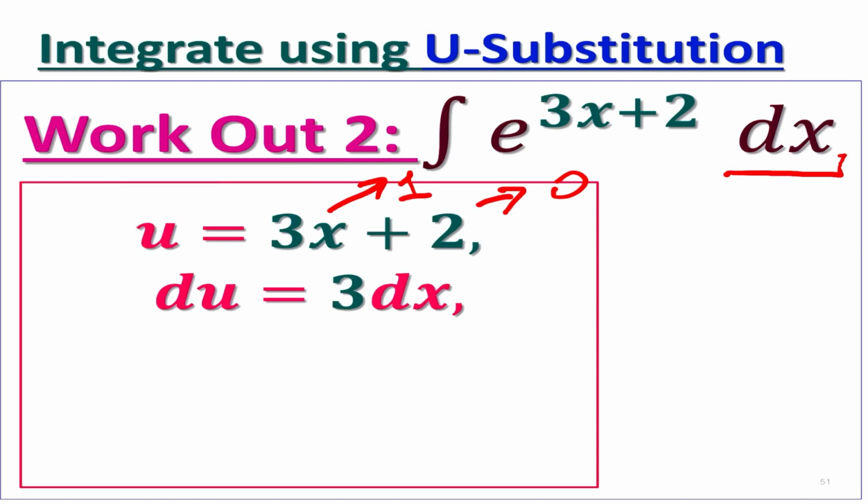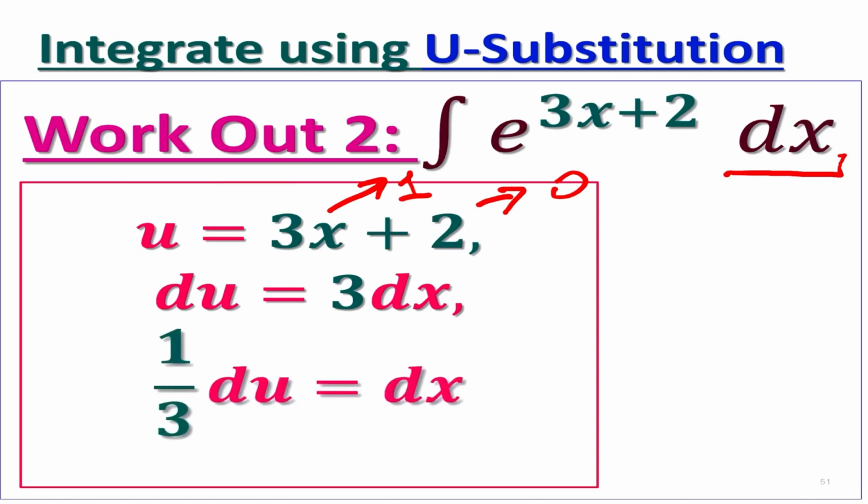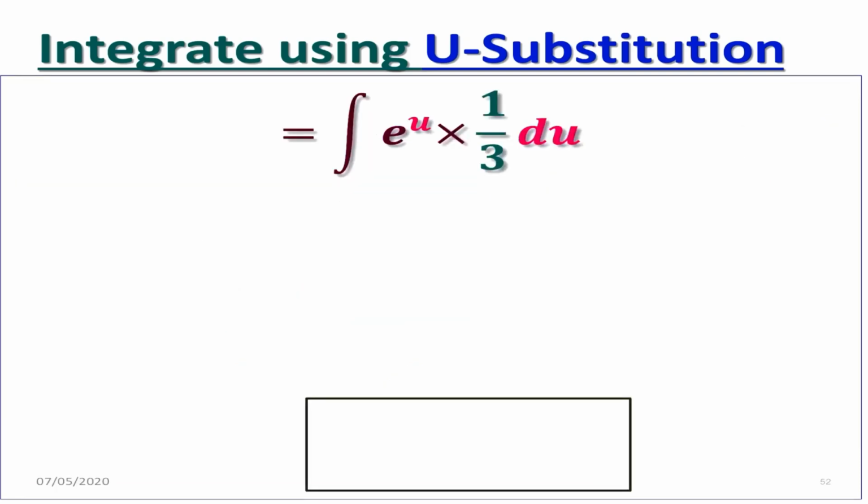So look at your integral. Since we have dx, not 3 dx, we have to express dx just by dividing both sides by 3. So your dx is going to be a third times du. And now we are ready to substitute everything into your integral. So 3x plus 2 is replaced by u and dx by a third du. So pull out a third outside of the integral.